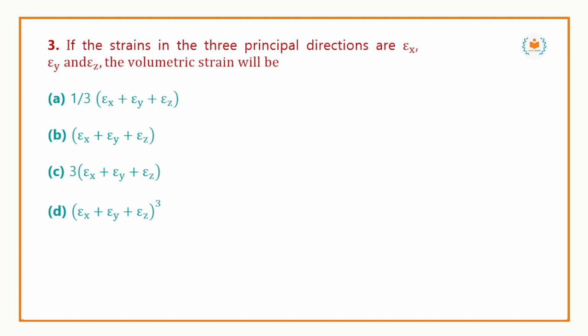So the next one is, if the strains in three mutually perpendicular directions are epsilon x, epsilon y and epsilon z. We have seen that a bar is subjected to this strain in the x direction, strain in the y direction when we consider epsilon y, and similarly strain in the z direction.